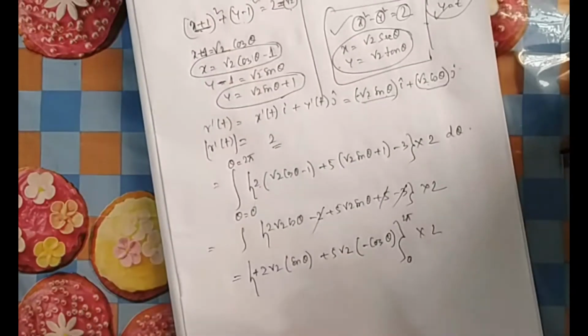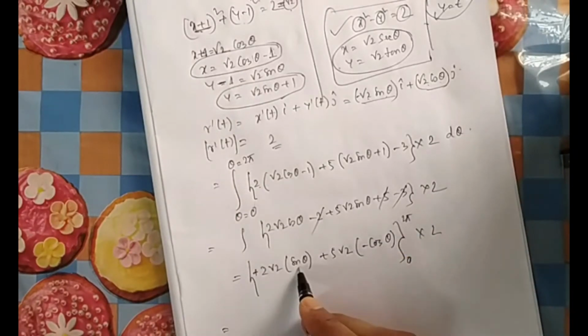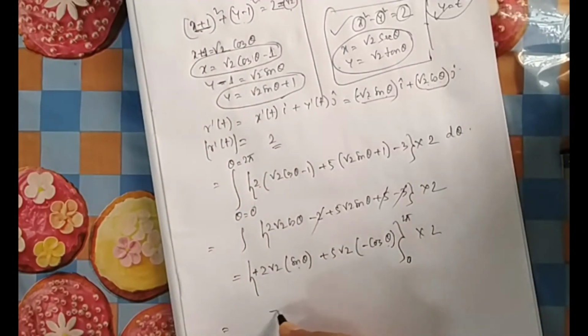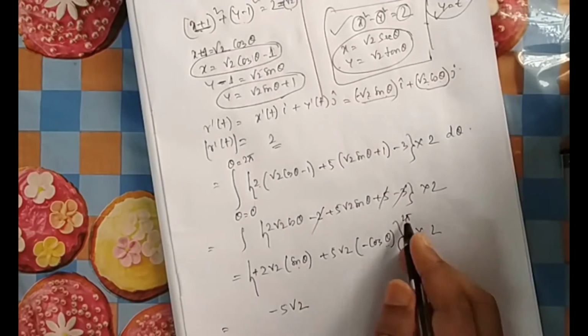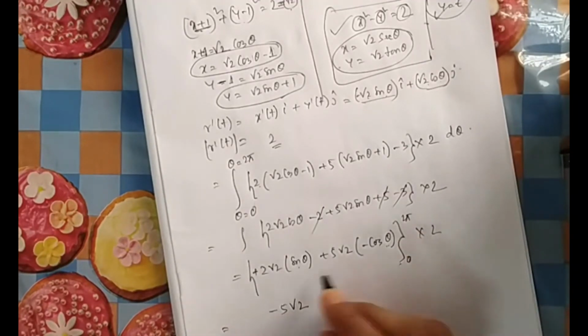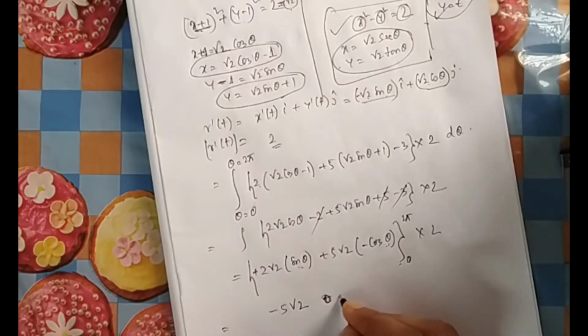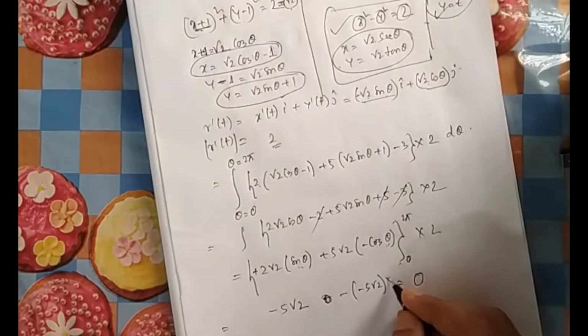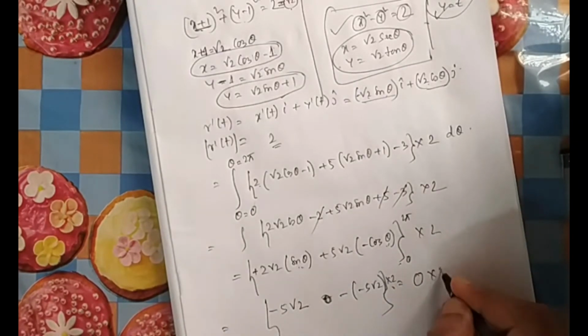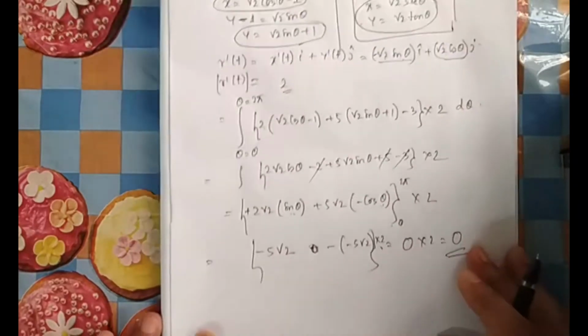So now if you put 2 pi, sin 2 pi is 0, cos 2 pi is 1. So it will be minus 5 root 2 if you put 2 pi. Then if you put 0, sin 0 is 0, cos 0 is 1. So it will be minus of minus 5 root 2, which cancels to 0, multiplied by 2. So 0 multiplied by 2, answer is 0. So now you are getting line integral is easy.